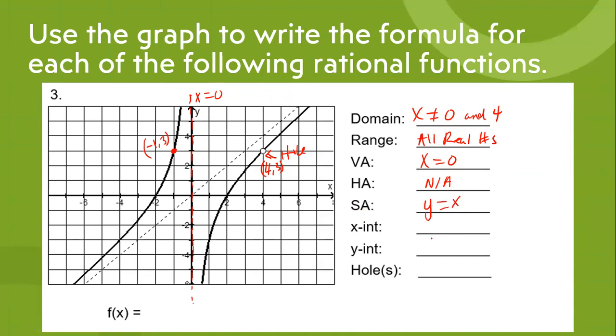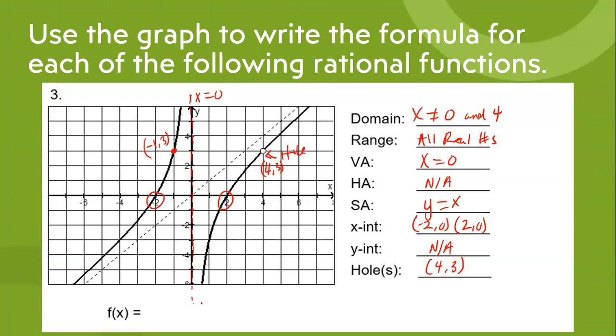X-intercept. Where do I cross the x-axis at? -2, +2. My x-intercepts are at (-2, 0) and (2, 0). Do I have a y-intercept? No, I have an asymptote there, so of course I don't. Do I have a hole? Yes, and my hole is where? (4, 3). Okay, now we're going to follow the rules that we just wrote.